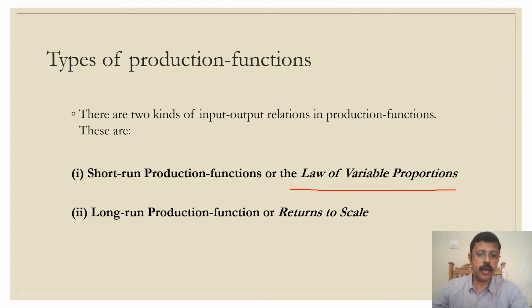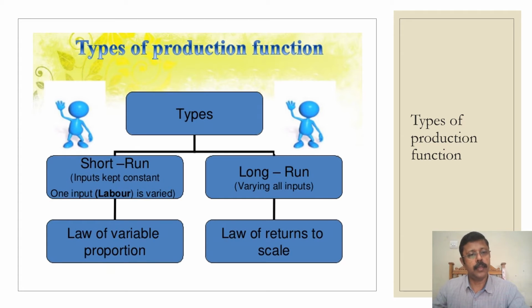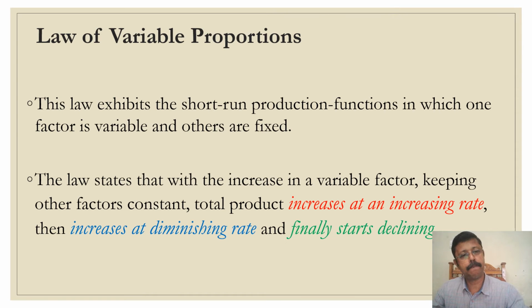So the short run production function is called the law of variable proportions, and the long run production function is called returns to scale. If you represent the same thing in a chart, you can understand it like this. Short run, we call it law of variable proportions. Long run, where all inputs are varying, we call it law of returns to scale.